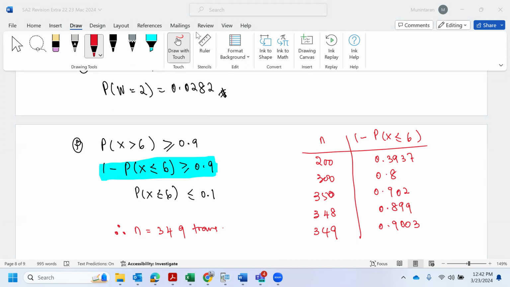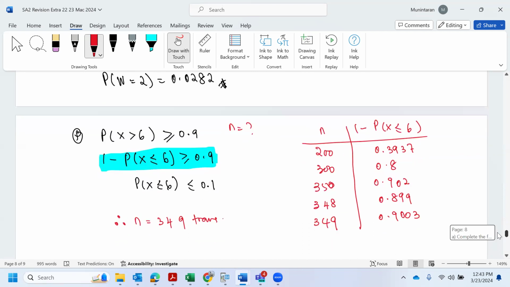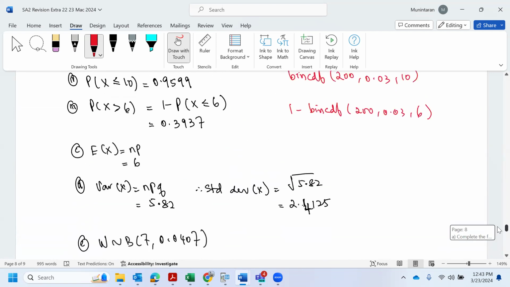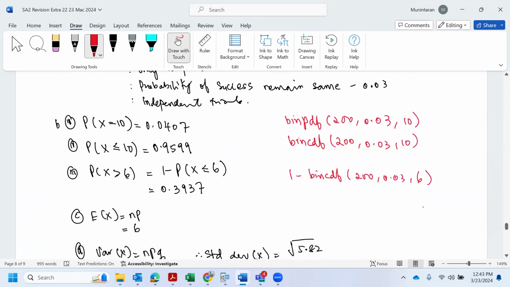I suddenly had a thought for the probability of x greater than 6. What does the probability actually mean? Imagine if the probability of x greater than 6 is 0.9. But then you do not know the number of transactions. Your n is unknown, so you want to know what your n equals to. Yes, sir. But I mean, what exactly does the probability mean? Does it mean out of 200? No, not 200, because when it's out of 200, that probability was only 0.3. No, sir. I mean, a separate question.